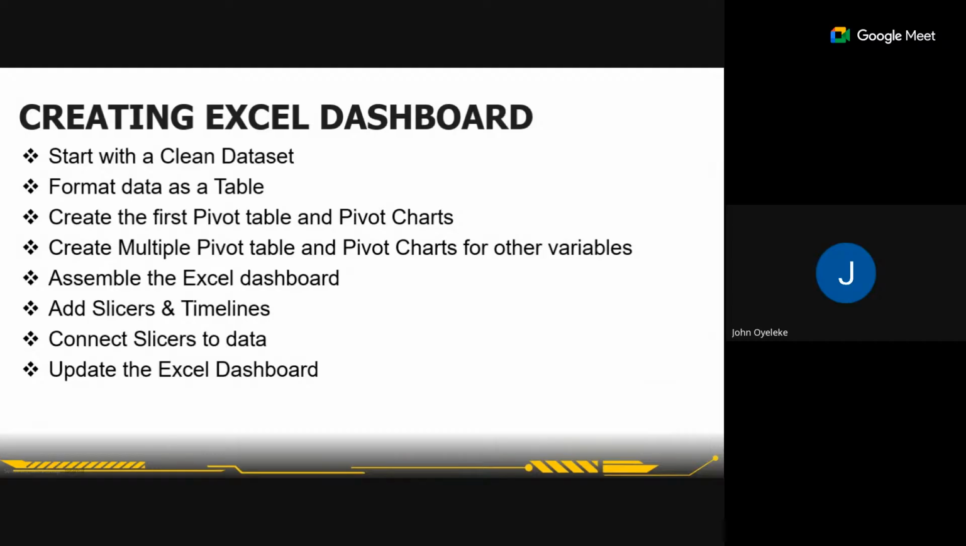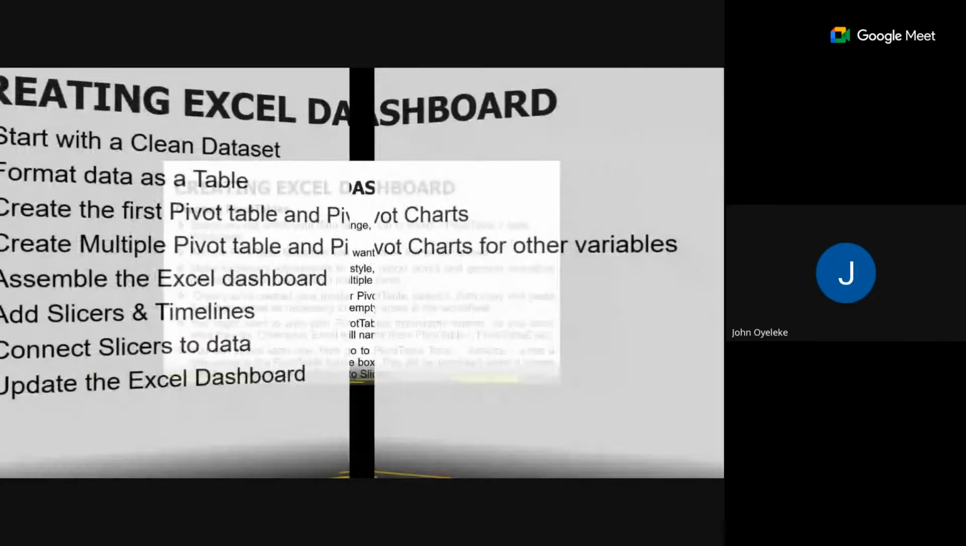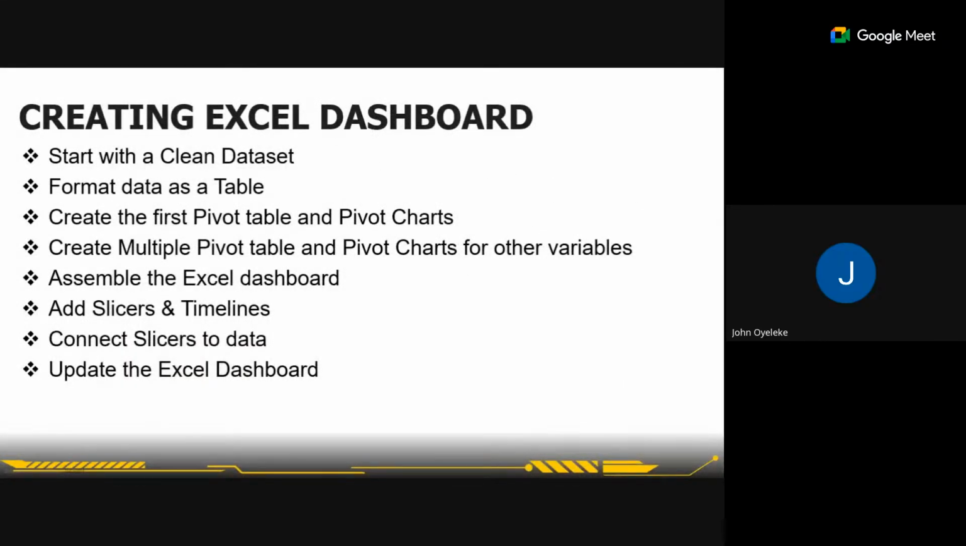Format the data as table, although that is optional. Create the pivot table and pivot charts. Create multiple pivot tables and pivot charts for other variables. Assemble the Excel dashboard. Add slicers and timelines and connect the slicers to the data of the Excel dashboard. Okay. What we're just saying is that to create a dashboard is basically going to be like 4 or 5 important steps.